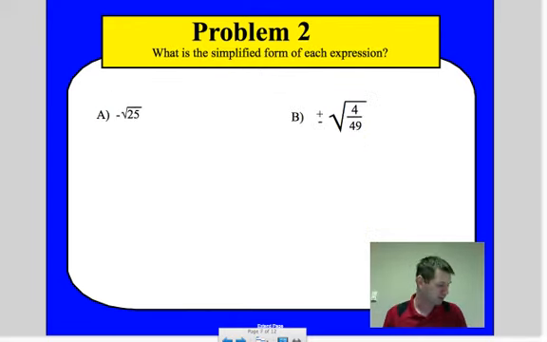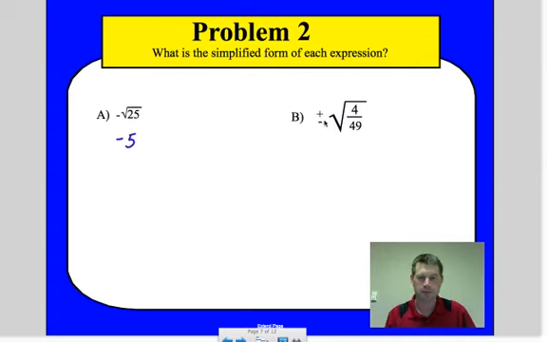Problem number 2 here, simplifying square roots. Same process. This is a negative, so since that's negative, we're going to stay negative. This is really the opposite of the principal root. The square root of 25 is 5, but it's negative 5.